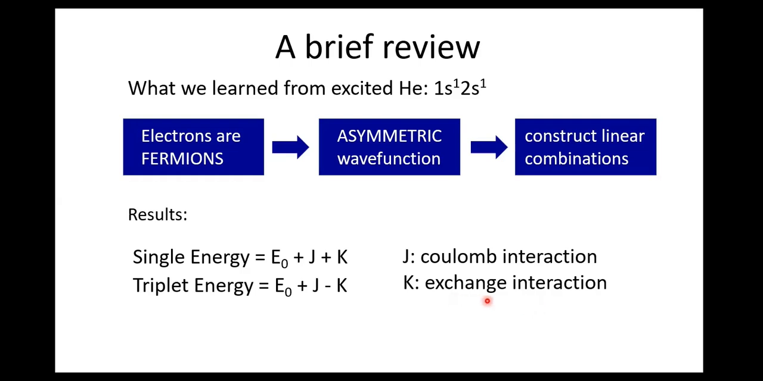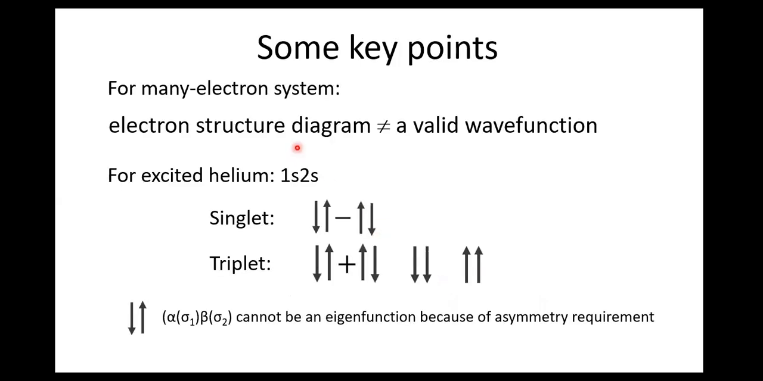It doesn't have any analog in the classical picture. Some other key points for the many-electron system, I really want to emphasize this because I do not really see any lectures, maybe I missed some, emphasizing this when people are explaining term symbols or many-electron wave functions. But I really want to emphasize this because people tend to have this sort of electron structure diagram, right?